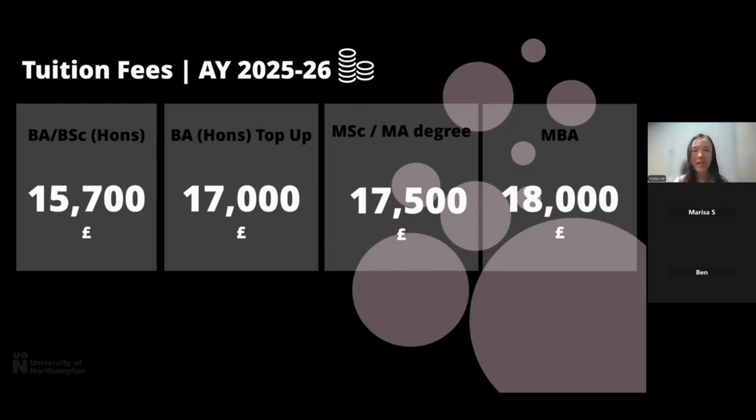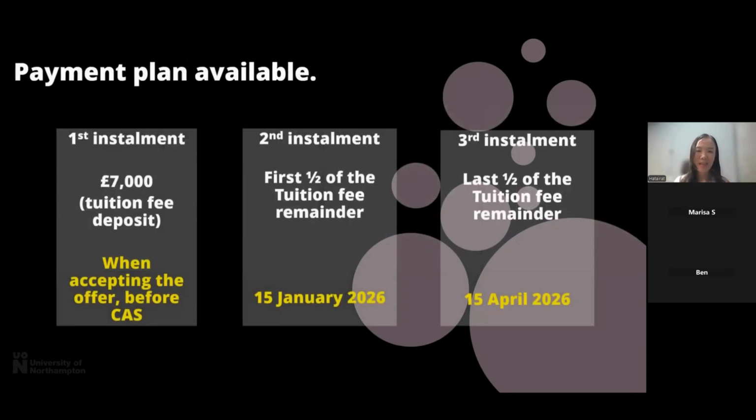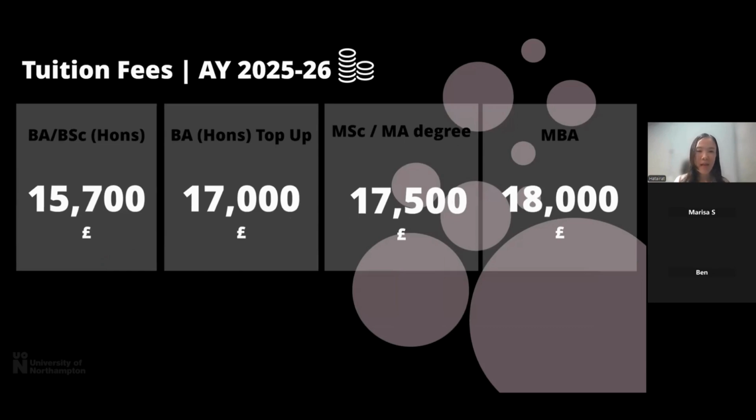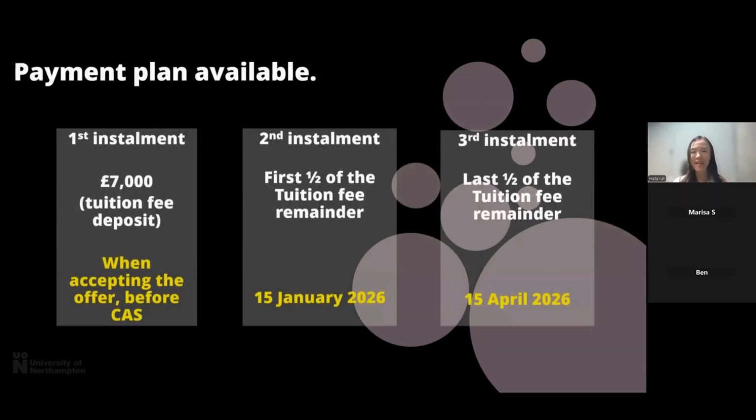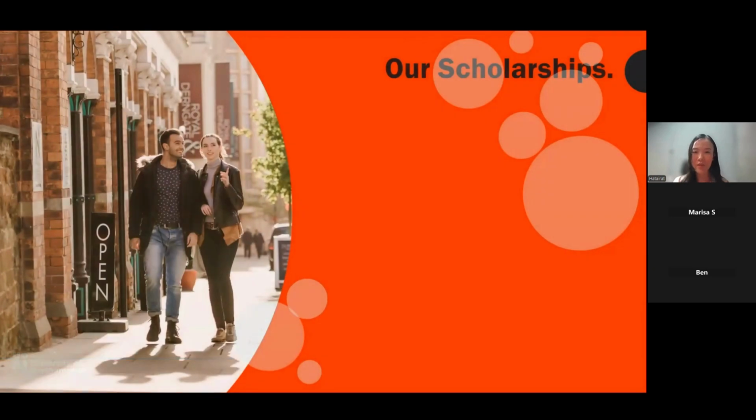About the tuition fee, this is the tuition fee for 2025, this September and January. For undergraduate, it will be £15,700. This will be for the whole academic year, and this can be paid in 3 installments. The first installment will be £7,000, which you pay after you receive the offer from us. Then it can be paid in the second and third semester. So 3 installments for the tuition fees.